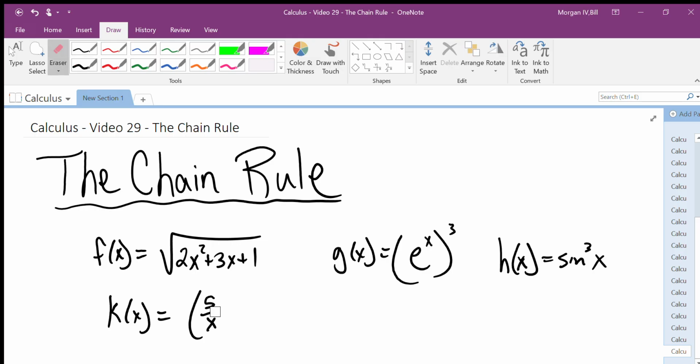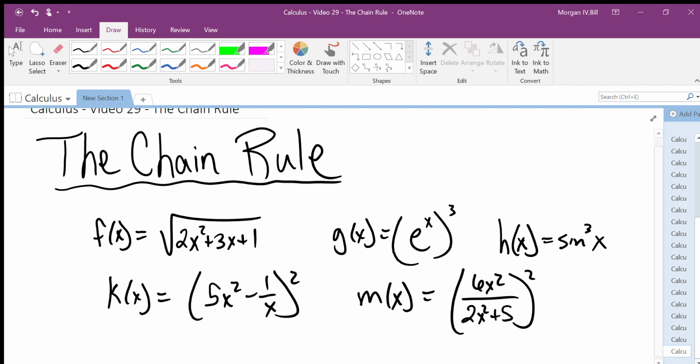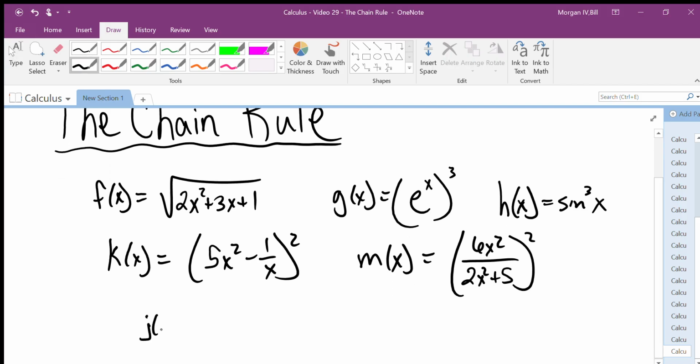Well, if I could read right. How about 5x squared minus 1 over x squared, or m of x equals 6x squared over 2x squared plus 5. That looks like quotient rule, but then squared. Or finally, something like j of x equals cosine of 5x squared. All right, there's 6 functions that we will need the chain rule to solve.